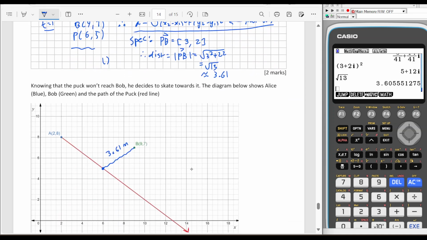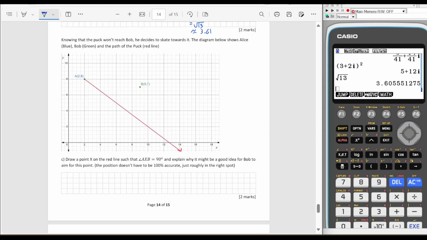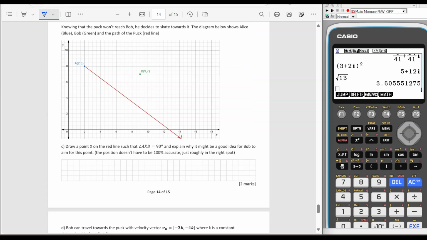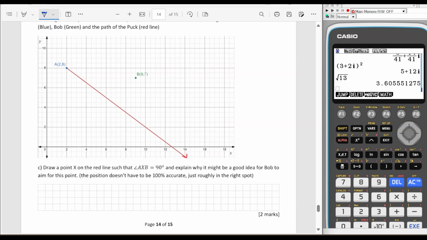Anywho, the point is the puck won't reach Bob, right? Alice fires the puck, completely misses, they're not going to hit Bob. Well, actually, it's pretty close, not too far away, but the point is Bob can go towards it. So we want to draw a point X on the red line such that angle AXB equals 90 degrees, so it's probably somewhere around there to make that a right-angled triangle.